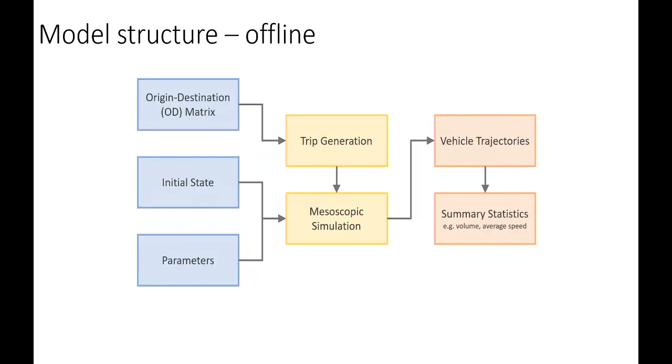The initial state: what is the initial setup of vehicles that are on the network? If you were doing a single run of the simulation, you might do a warm-up run to put some vehicles on the network, and then you run the simulation from there. And then this big vague thing called parameters.